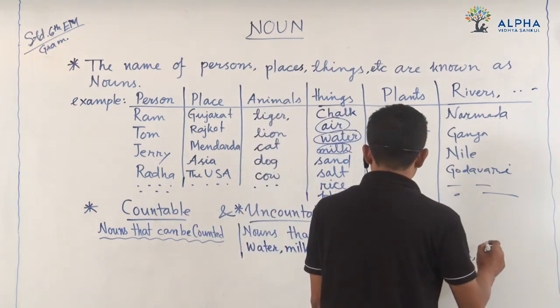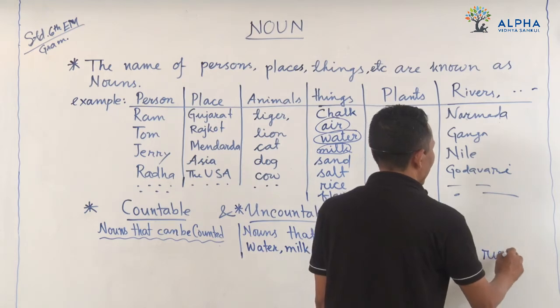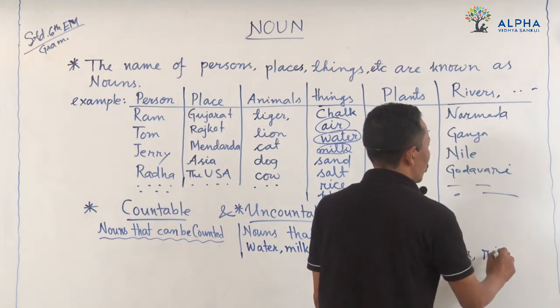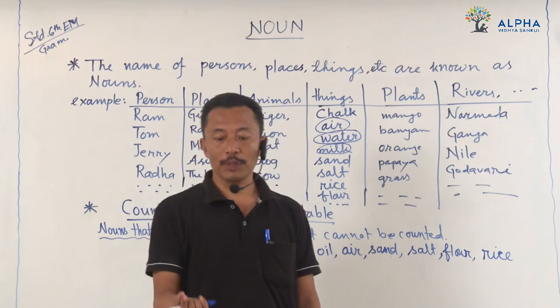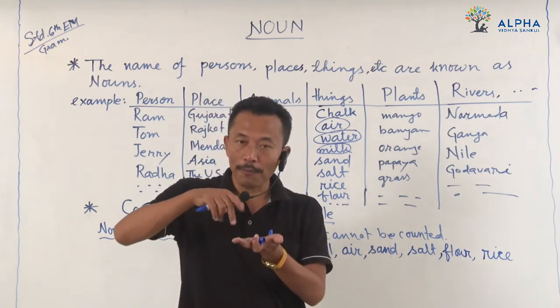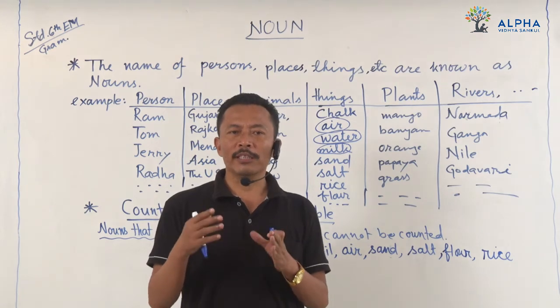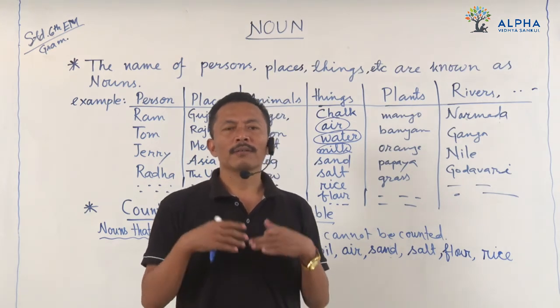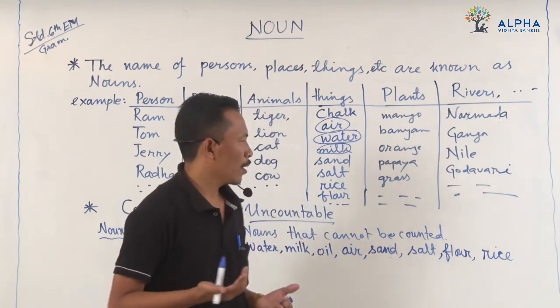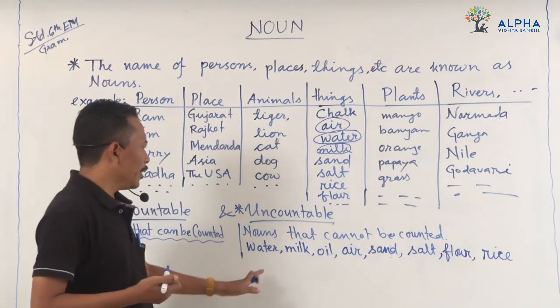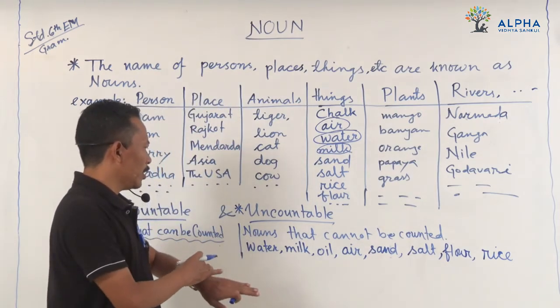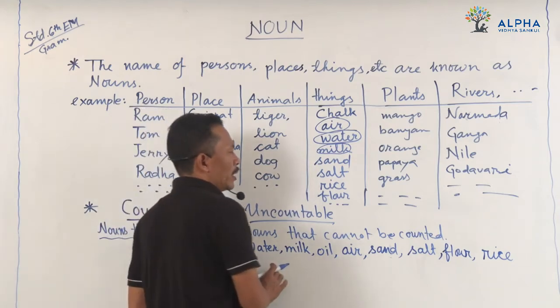Flours, rice. For cooking rice, we don't count the rice 1, 2, 3, 4, 5. We measure it, it's 1 kg, 5 kg, like that. Okay, so I'm giving only some examples, students. This is not the end. I'm giving only some examples.